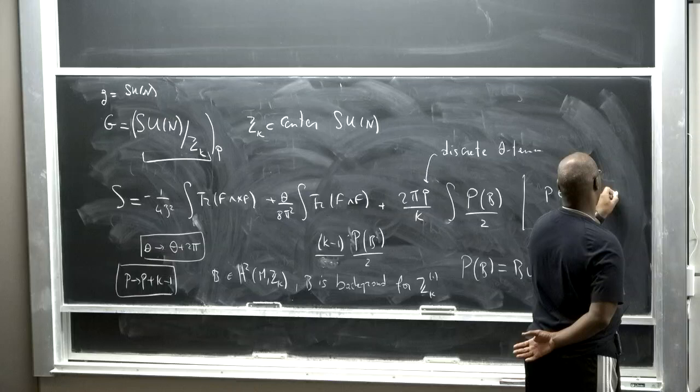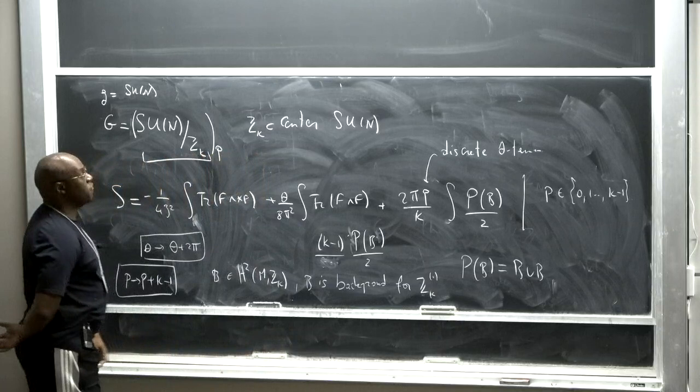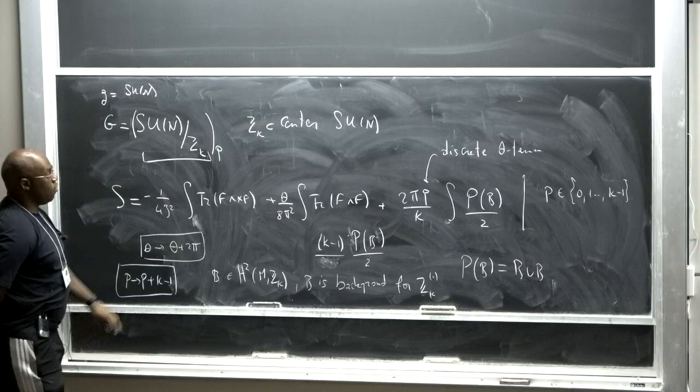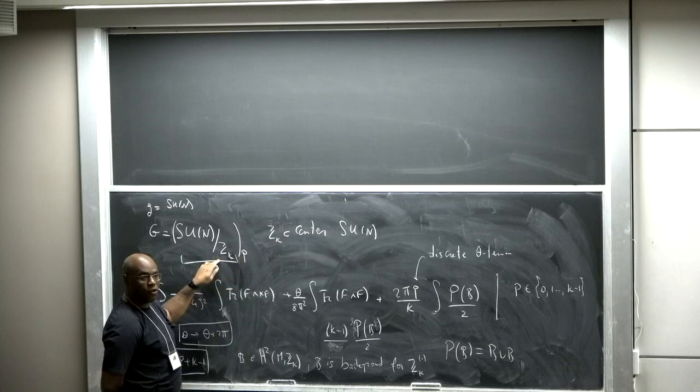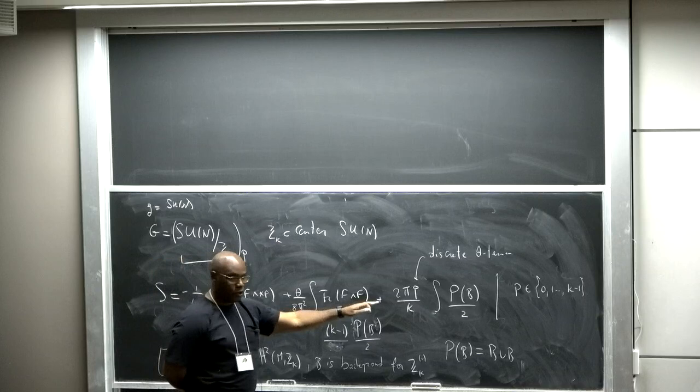Okay? So already we observe that even though we have the gauge algebra to be SU(N), there are many choices. There are many families of this. You can pick a subgroup of the center and mod out by it. And then you can also pick a discrete theta term, which also enriches the class of theories that you have.